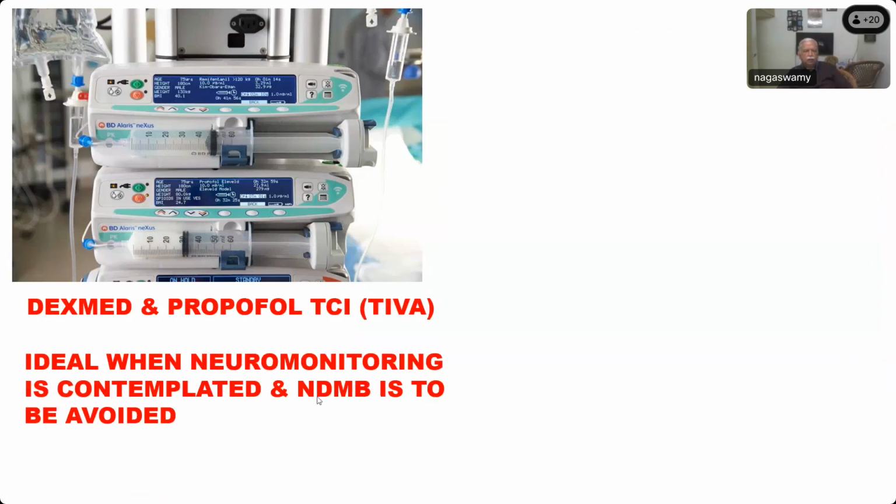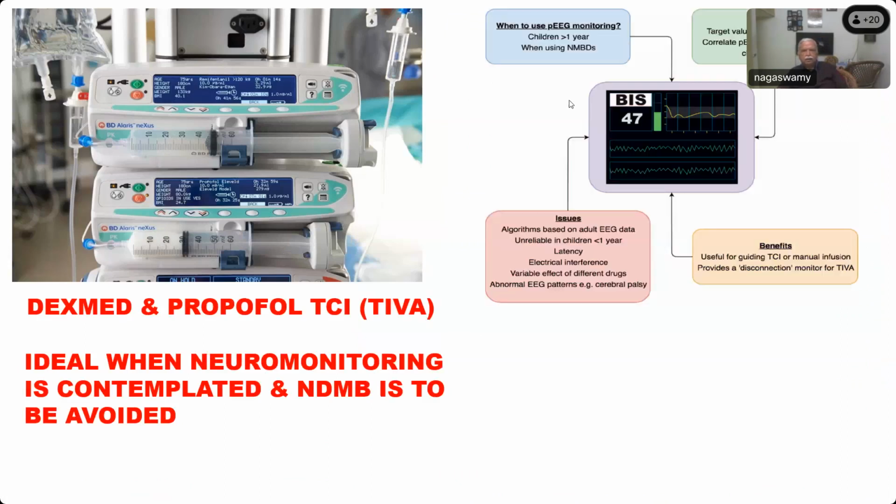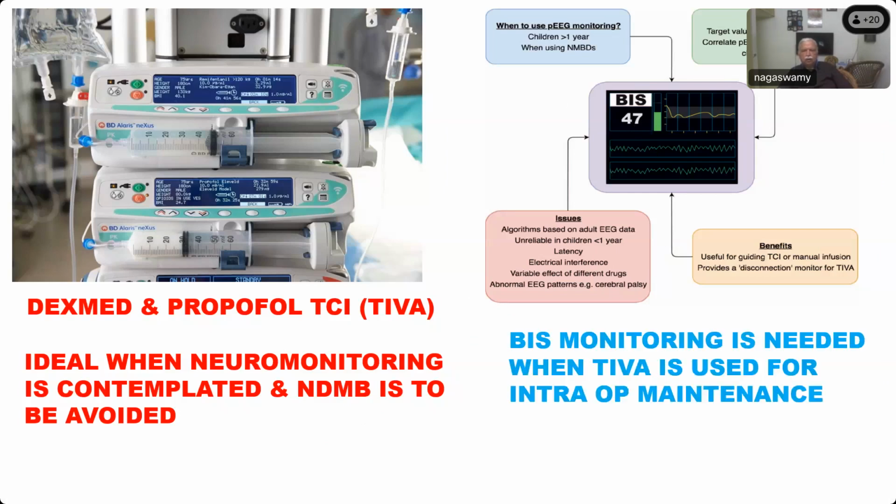So neuromuscular blocking agents are to be avoided. And the BIS monitor should be there. If you are planning to give TIVA, don't forget the patient should have a BIS monitor to assess the depth of anesthesia, because he is going to be breathing on his own also. Unless you maintain the depth of anesthesia, the patient may suddenly buck and cough. So this monitoring is needed when TIVA is used for intraoperative maintenance.